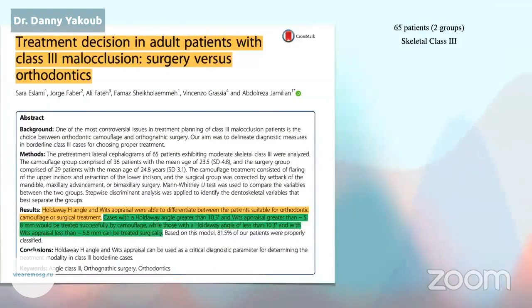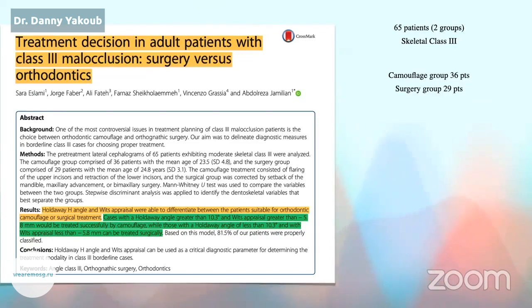Here is a study looking at the treatment decision in adults with class 3 malocclusion, surgery versus orthodontics. Here we had 65 patients divided into 2 groups. Both groups are class 3 skeletal patients. The first group was treated by camouflage. The second group was treated by surgery. The first group consists of 36 patients. The second group is about 29 patients.